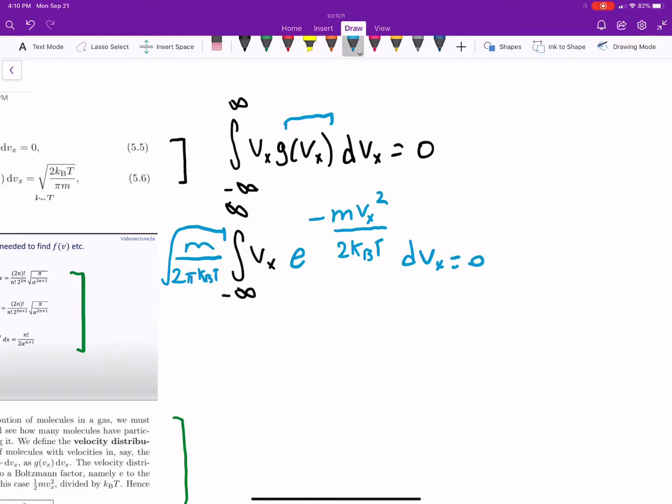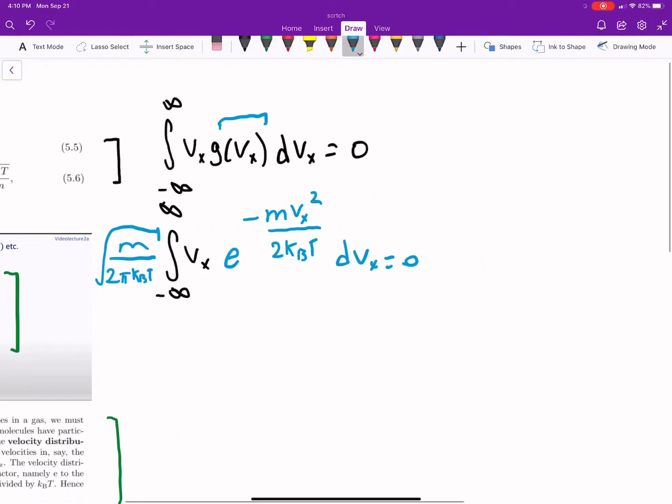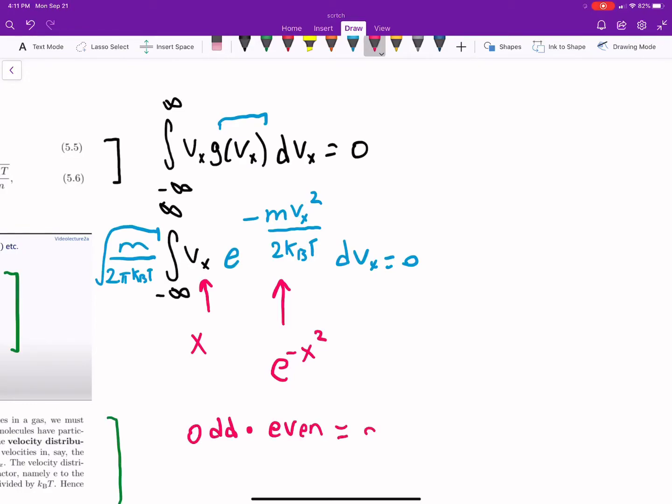Now, the way that we know this is equal to 0, actually, we're not using any of those integrals. We're going to have to use the property of odd functions. So this is odd. This is v of x. You could think of it as just being like x. And e to the negative x squared, you can think of it as being similar to that. Obviously, there's constants, and it's going to change the look of the graph. But odd times even is an odd function.